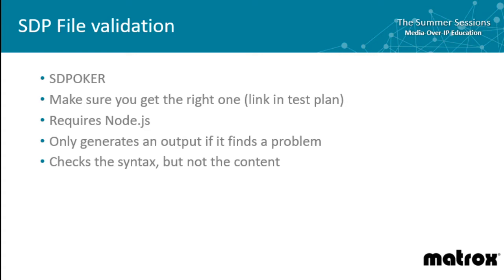Because SD Poker only checks the syntax. It doesn't check the content. It only checks if this is supposed to be a capital letter, it tells you if it's not. And if there's supposed to be a semicolon at the end of the line, it's going to tell you, hey, you're missing a semicolon. But it doesn't actually check that the IP address inside the SDP file corresponds to your sender. It only needs a sender. It doesn't know anything else. So there are some extra things that we need to check for.